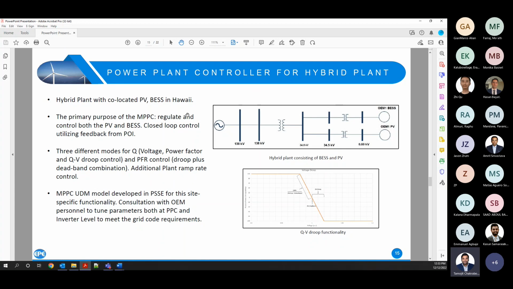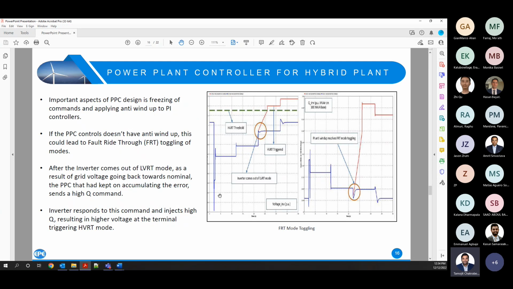So the primary purpose of the master power plant controller, like any power plant controller, is to regulate and control both the PV and the BESS in a coordinated fashion, and also achieve closed loop control utilizing the feedback from the POI. There were different control modes, like for reactive power, there was voltage, power factor, and then there was this QV droop functionality, kind of similar to what was shown in the previous slide for the other project. So we actually wrote the source code in PSSC to achieve this site-specific functionality. And then we also consulted with the OEM personnel, the PPC, as well as the inverter personnel, to tune parameters in order to meet the grid code requirements.